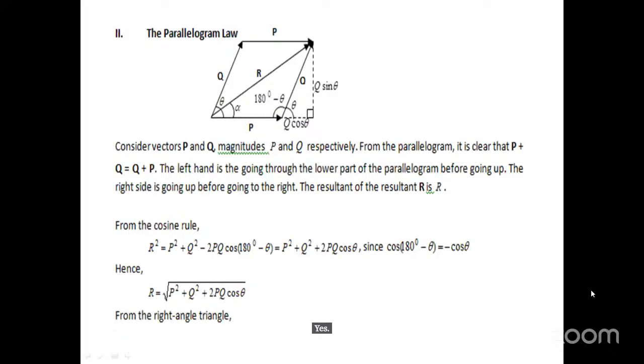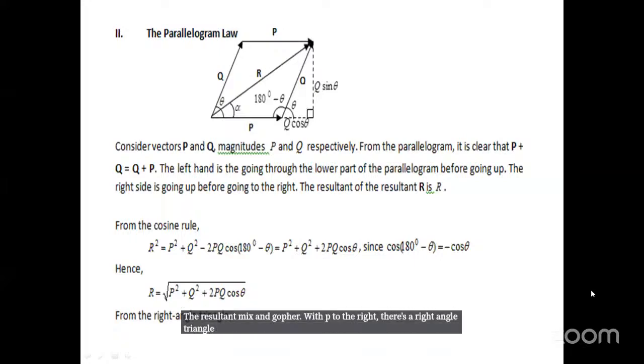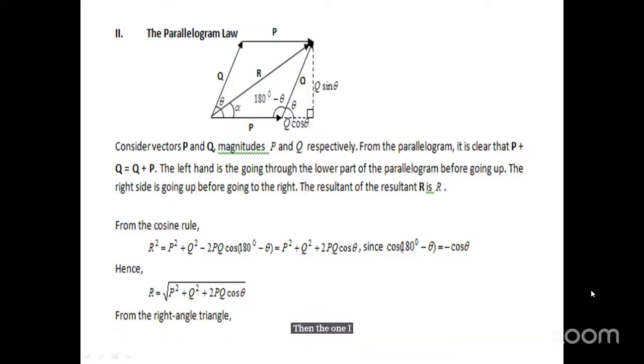We're adding two vectors, P and Q, and the angle between them is theta. The resultant makes angle alpha with P. To the right, there's a right angle triangle. Of course, you can see Q sin theta, that's the opposite, if you consider theta as the angle under consideration now. Then the one adjacent to theta is Q cos theta, as we said in the last meeting.